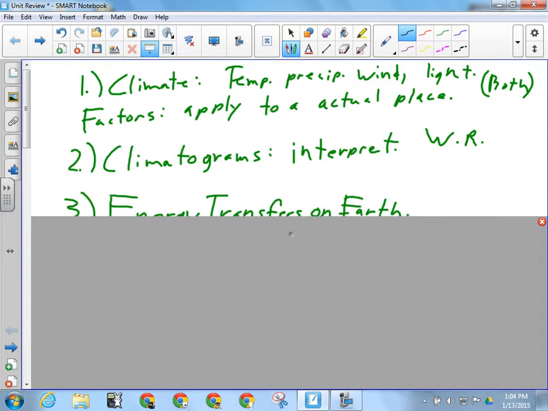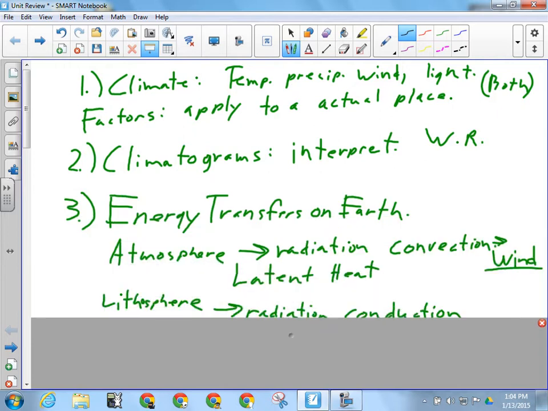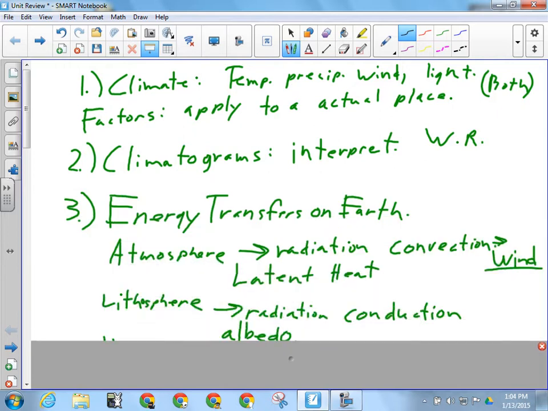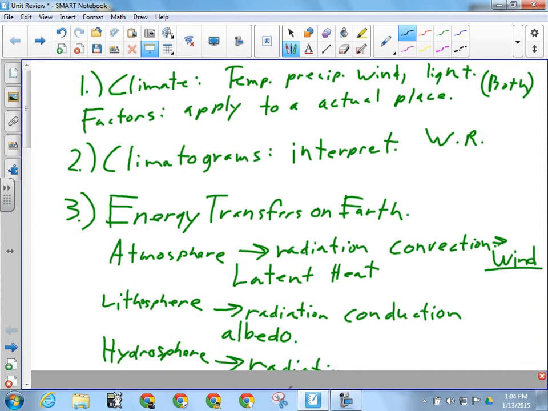Okay. Then we talked about energy transfers. Okay, and we talked about lithosphere, hydrosphere, atmosphere. Okay. There's lots of stuff on this test about that particular lesson. So I'll let you write that down, and then we'll talk a little bit more about how and what is going to be tested on that.